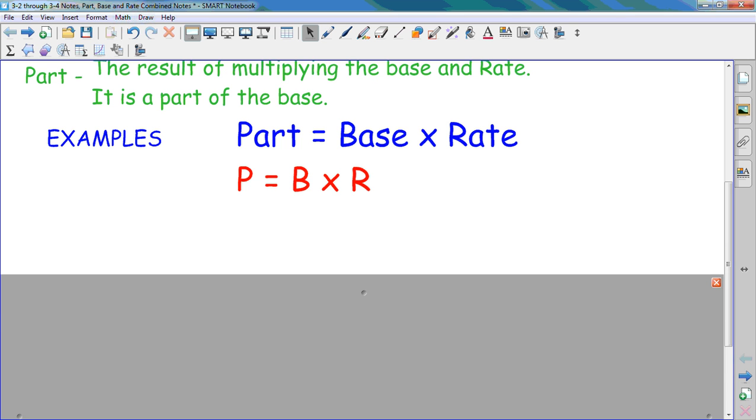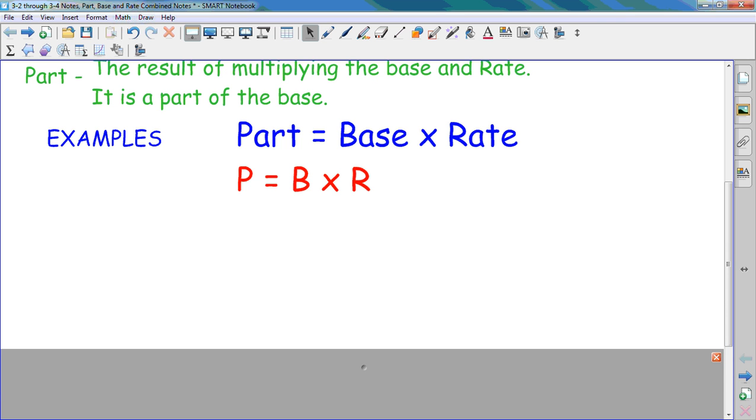Now, you use this every single day. Can anybody think of a time when you use this formula? You multiply by a rate, you get a part. Everybody in here uses it. Well, almost. It's happening right now. People are using this right now, all the time.